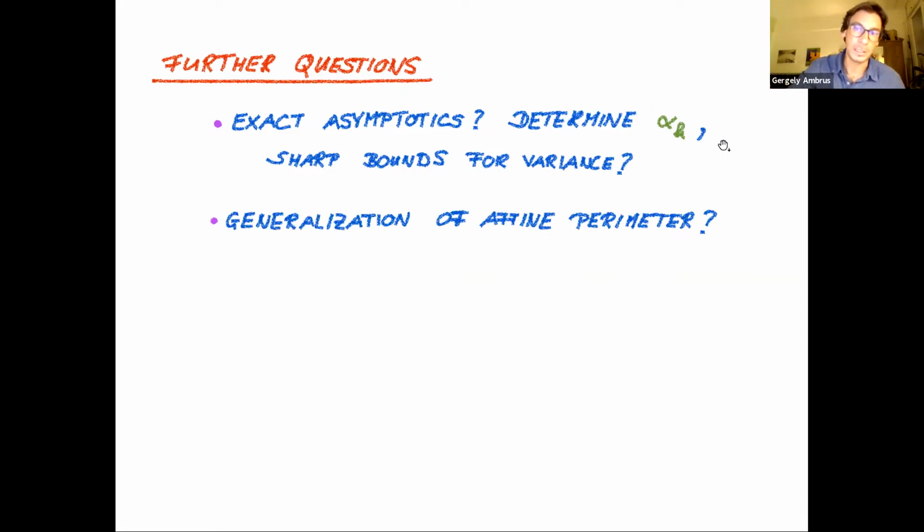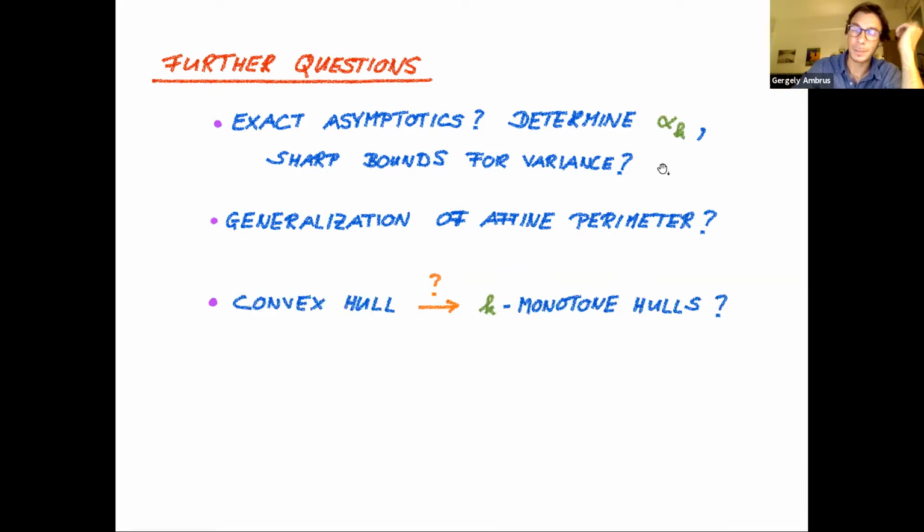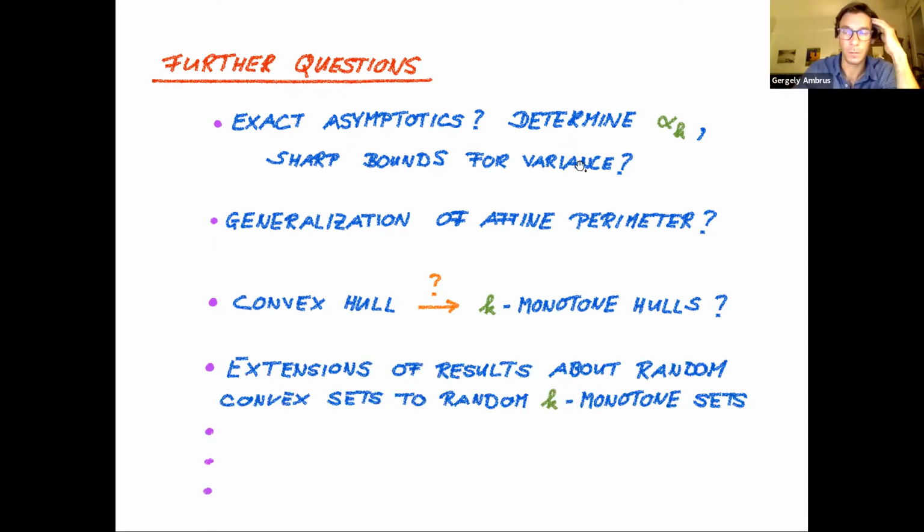First question: can we determine the exact asymptotics, determine the value of this constant alpha k? Now I mentioned this affine perimeter, which shows up a lot in stochastic geometry. Can we somehow extend it to higher values of k for k monotone chains? Similarly, instead of convex hulls, can we consider k monotone hulls? Do those results for convex hulls, or at least some of them, extend to this k monotone setting?